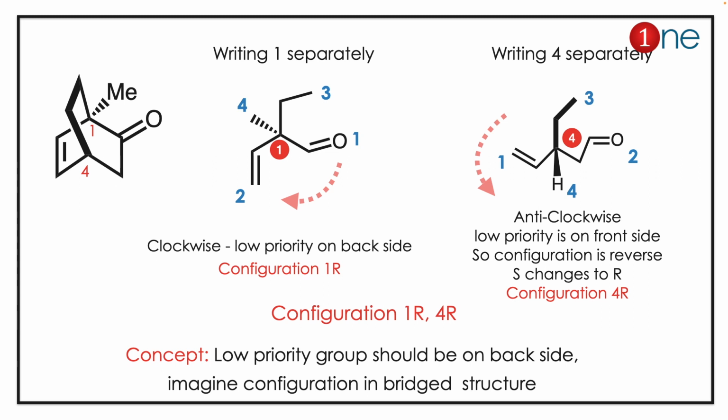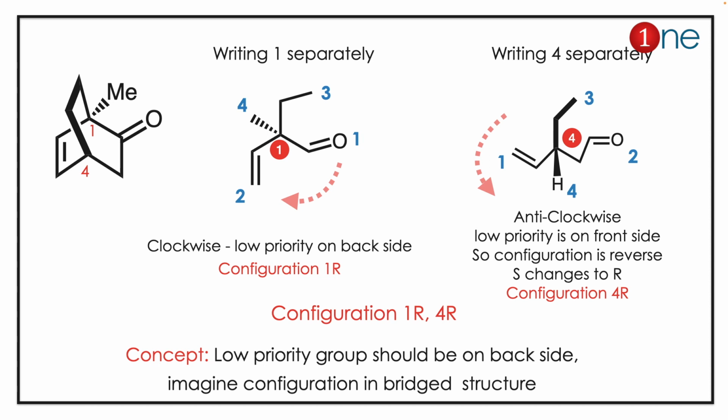configuration. If you look at the 4, it is interesting because the low priority group is on the front side. So the configuration will be reversed. So let us assign: the first one will be alkene, second one will be carbonyl, third one will be ethyl, fourth is hydrogen. So hydrogen is on the front side.